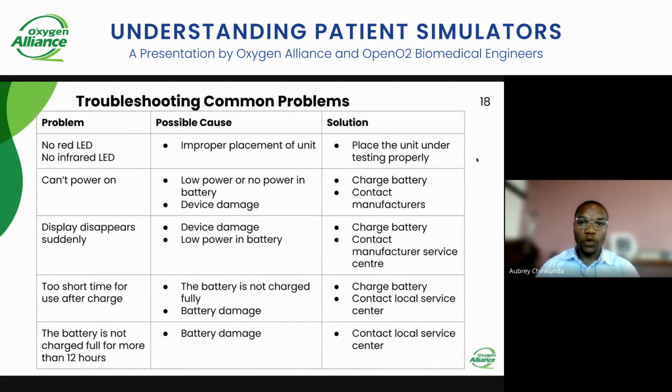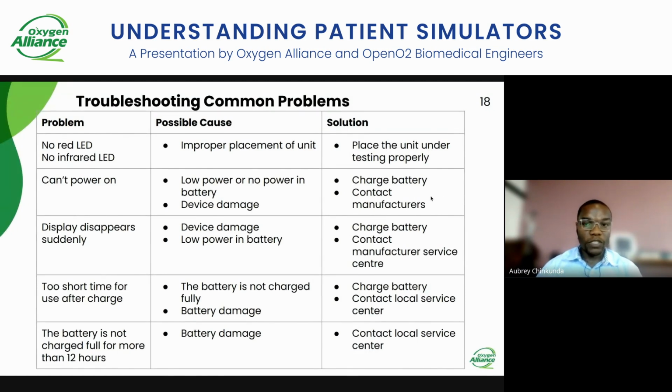Some of the problems and the solutions that you might meet when you're using patient simulators. When you're trying to measure the SpO2 of the patient, you need to make sure that the probe is connected to a pulse oximeter. If you don't connect the probe, it's going to give you a prompt that says no red LED or no infrared LED. Or if the probe is damaged, you also get this problem. So if you notice that you're getting this error on the display, make sure that the unit is placed properly and also check whether the probe is damaged.